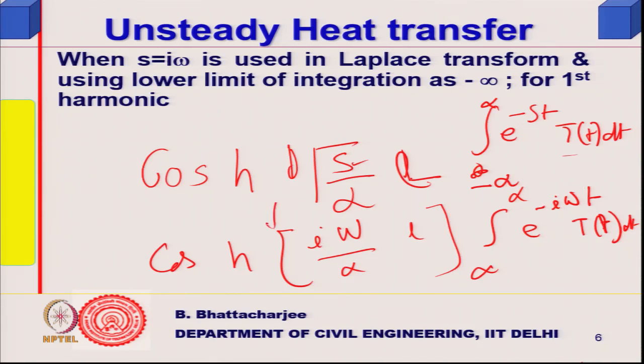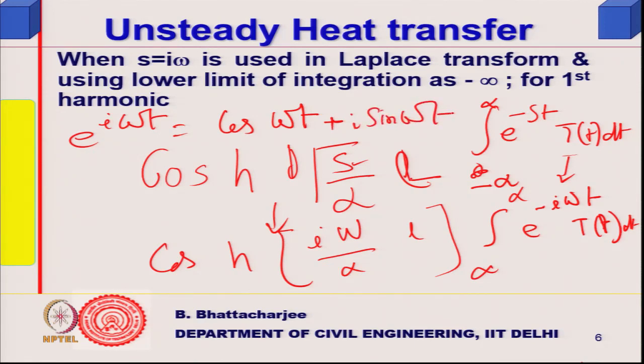This will change like this, and the Laplace transform of temperature will become something like this. So, what is e to the power i omega t? E to the power i omega t is the trigonometric function cos omega t plus i sin omega t, right. Now, if I multiply this function by cos omega t, what do I get?